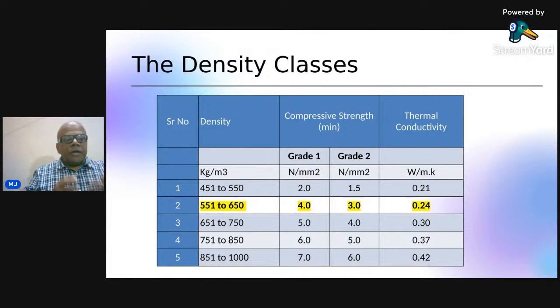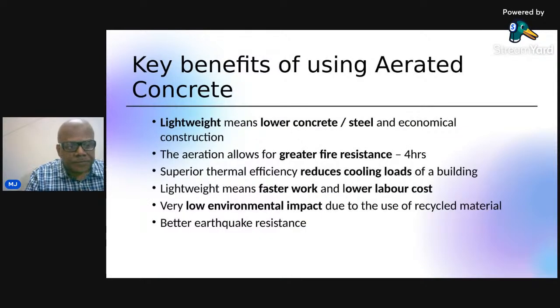So IS code is already preparing itself, and we have a very nice code on lightweight concrete, and it discusses so many different density classes. So the highest density class that the IS code has given is 1000 kgs, up to 1000 kgs. But look at the strength value, it is quite low, and that is where the whole challenge comes. But there are a number of benefits which come from a lightweight concrete. So let's go ahead and see.